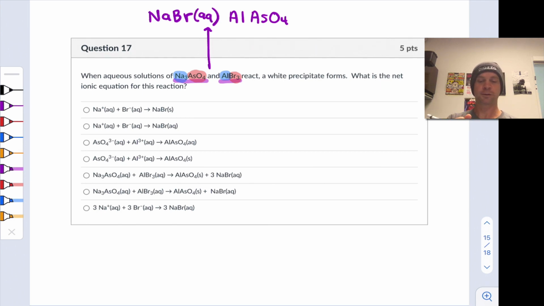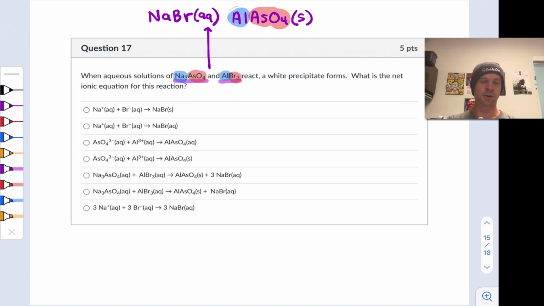And by default, since we're told that a white precipitate forms, this means that the white precipitate must be the aluminum arsenate, you would call that here, right? Aluminum arsenate has to be the precipitate formed. And so the active cation, the cation that's really doing the business here, is the Al3+ cation, and the anion that's really doing the business is AsO4 3-. The Na+ and Br- are just kind of along for the ride here, right?